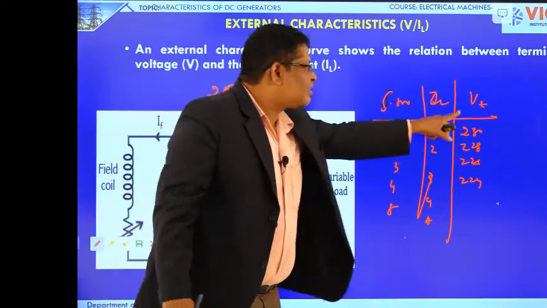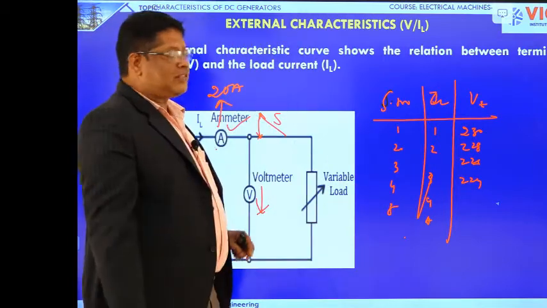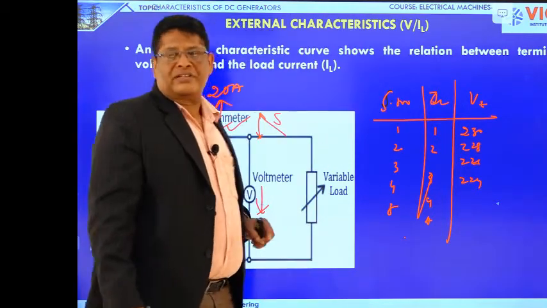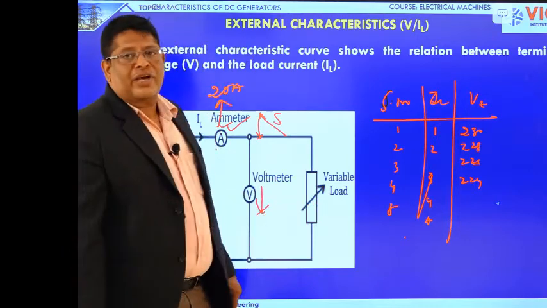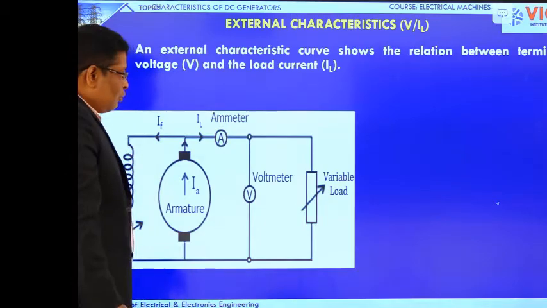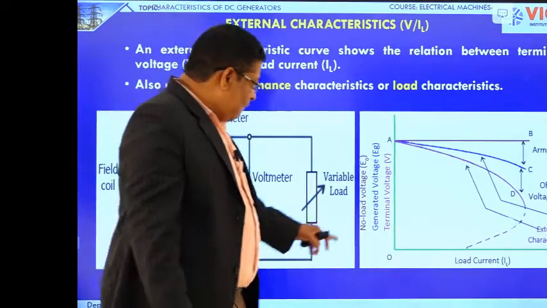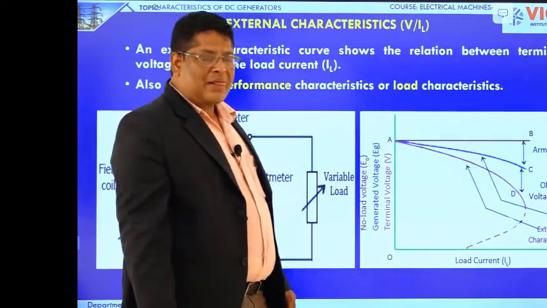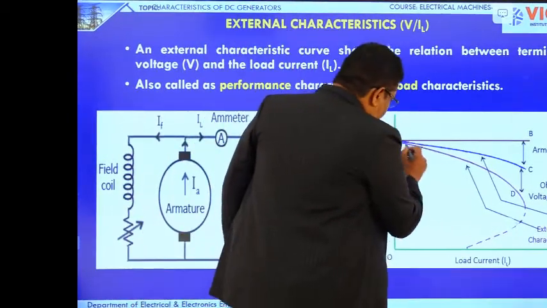Load current versus voltage. How do we change this load current or armature current? By increasing the load across the generator. Once you have this data, take the load current on the x-axis and voltage on the y-axis. If we draw a graph, we get this type of graph.